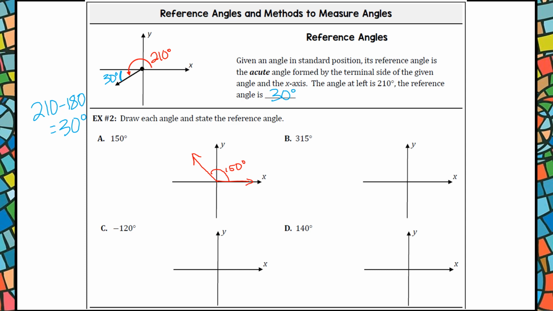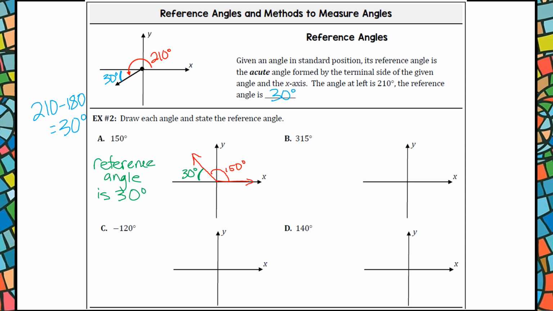And then I'm asked to figure out what the reference angle would be. So my reference angle is going to be this guy right here. And I know that it's got to be a total of 180 there. So if I have 150, I would need 30 more degrees for that angle there. And so I could go ahead and state that my reference angle is 30 degrees.